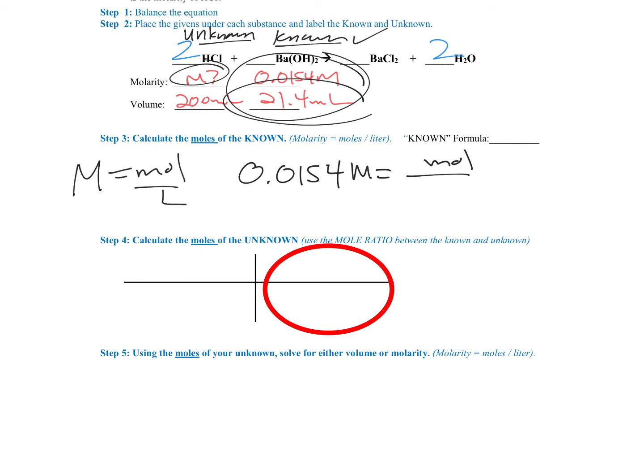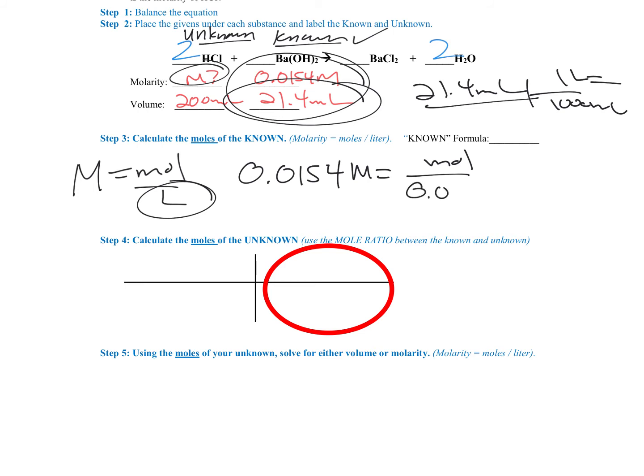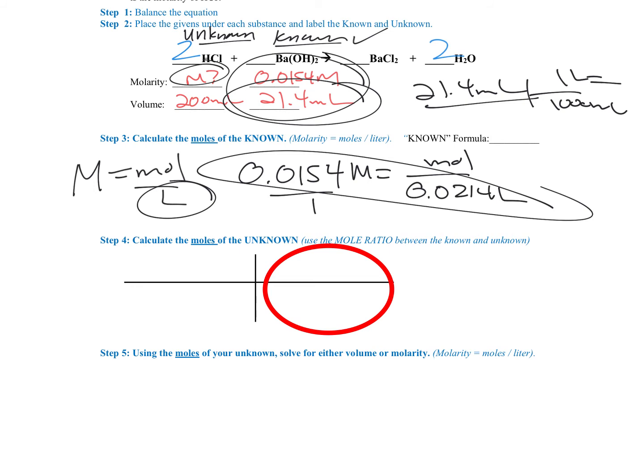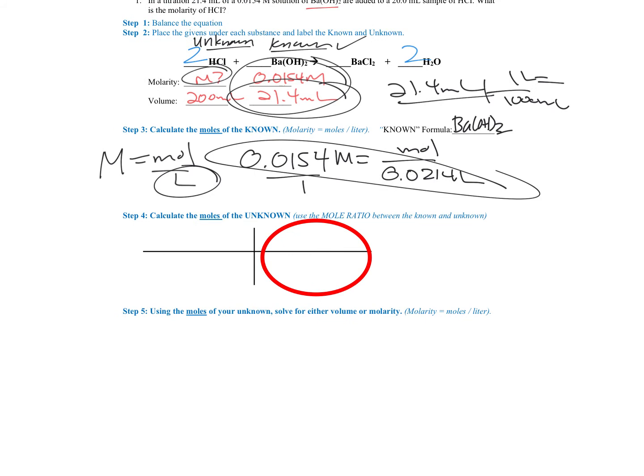From our known information, we can sub in our molarity being 0.0154 and our volume. And then just be really careful, 21.4 milliliters is not the same thing as liters, so I would have to convert milliliters to liters by dividing by 1,000, or moving your decimal place 3 spots to the left, and I get 0.0214 liters. I can cross multiply and get my moles of my known, which once again is the base barium hydroxide. And that equals a very tiny number, 3.3 times 10 to the negative 4th moles of barium hydroxide.